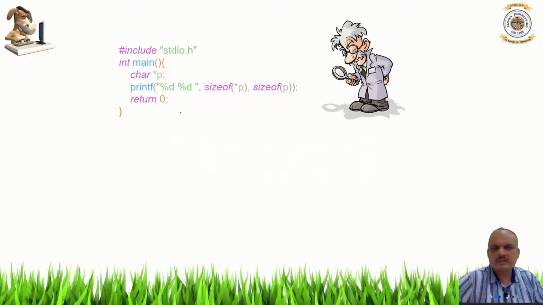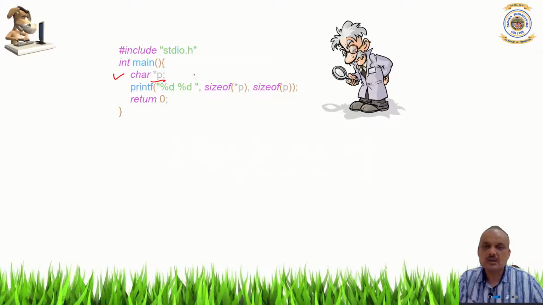So what would be the output of this piece of code? Predict it, verify, and let's analyze this. Here I have a character pointer, char star p. You remember pointers, special variables which can store addresses. So I have a character pointer which can store an address of what type? Of character type. Then I have a printf, where I print two integer values. One is sizeof star p and the other one is sizeof p. So what is sizeof p?